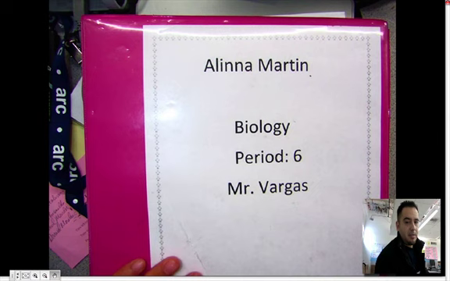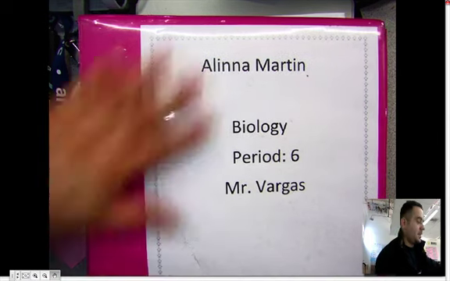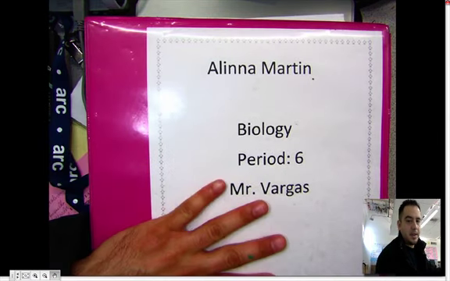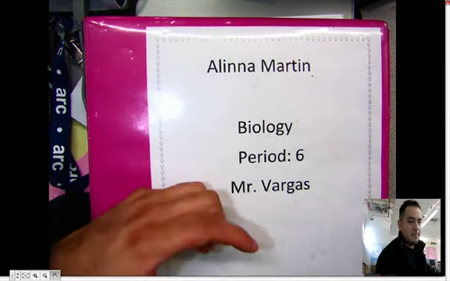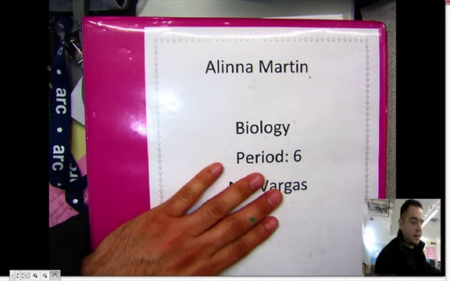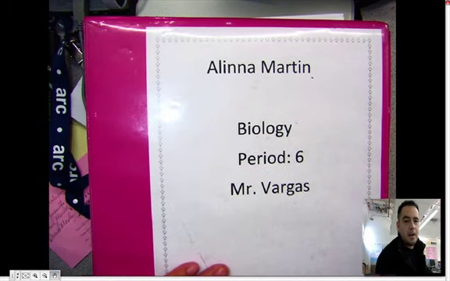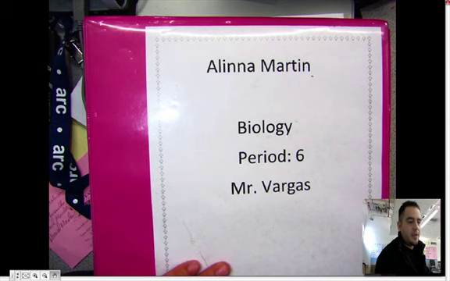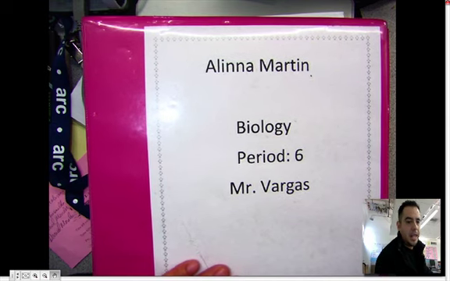Here we go. A couple things before we even start. It's nice to have a nice cover page. I want to thank Alina Martina ahead of time because she let us borrow her binder and it's very organized. And a lot of yours are too, but there's just one in particular I want to highlight.